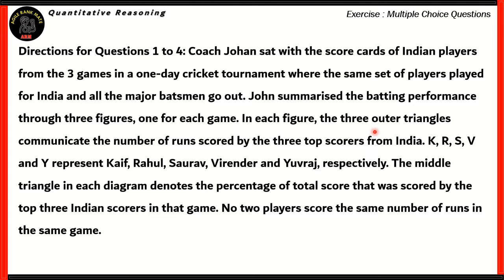In each figure, the 3 outer triangles communicate the number of runs scored by the 3 top scorers from India. K, R, S, V, and Y represent Kaif, Rahul, Saurav, Virender, and Yuvraj, respectively. The middle triangle in each diagram denotes the percentage of total score that was scored by the top 3 Indian scorers in that game. No 2 players scored the same number of runs in the same game.